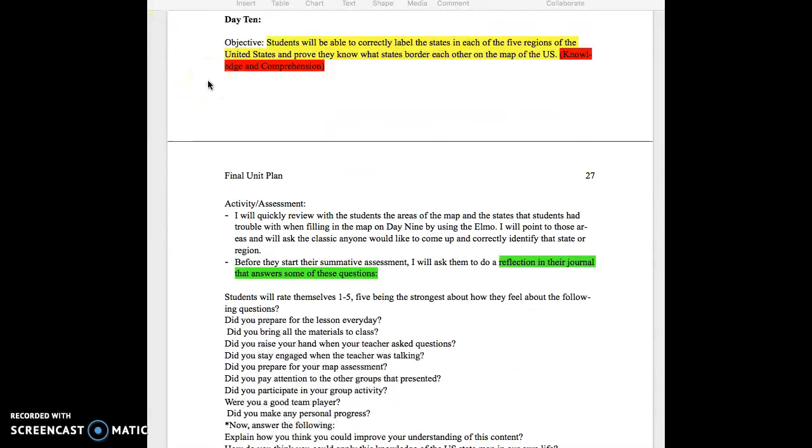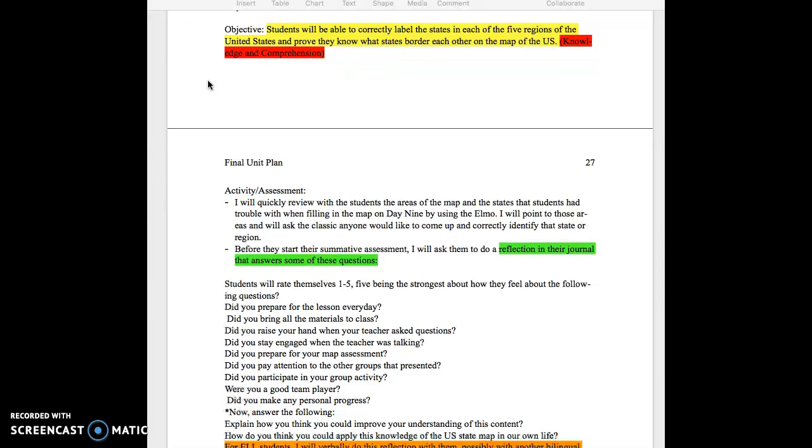Summative assessment day, day 10. So students will be able to correctly label the states in each of the 5 regions of the United States and prove they know what states border each other on the map of the US. So this is going to be knowledge and comprehension.